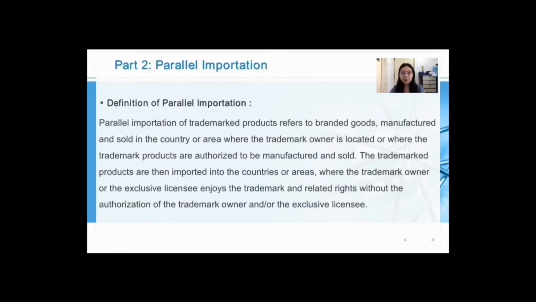Parallel importation of trademark products refers to brand goods manufactured and sold in the country or area where the trademark owner is located or where the trademark products are authorized to be manufactured and sold. The trademark products are then imported into the country or areas where the trademark owner or the exclusive licensee enjoys the trademark and the related rights, without the authorization of the trademark owner or the exclusive licensee.